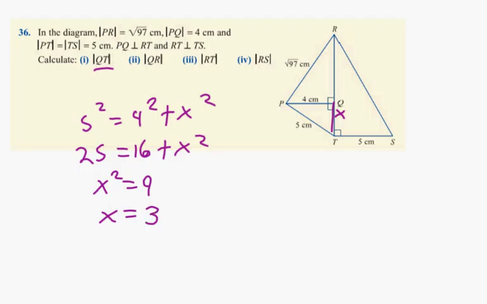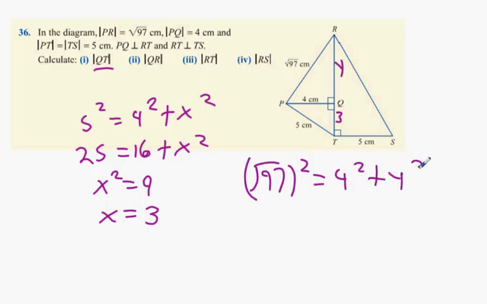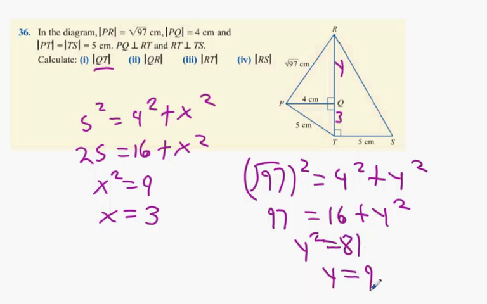So that's 3. What about part 2 then? QR, where's QR? QR is up here, we'll call that y. We'll say root 97 squared equals 4 squared plus y squared. 97 equals 16 plus y squared. This means y squared must be 81, y must be 9. So that makes that distance there 9.